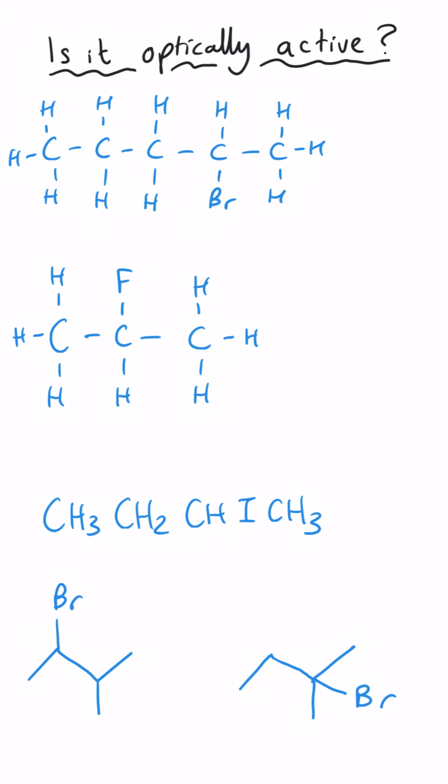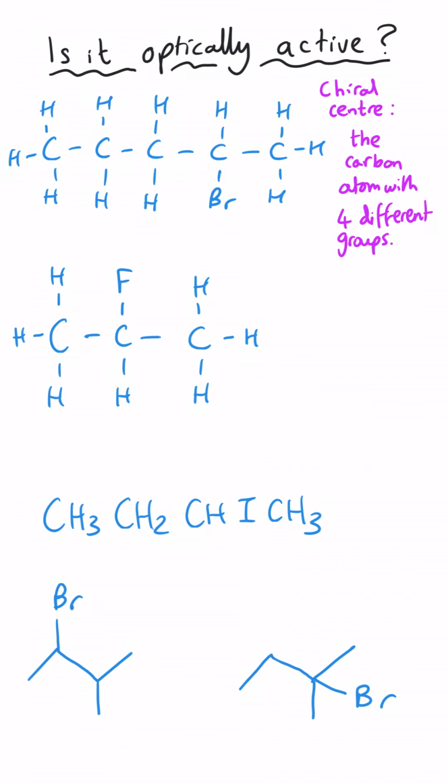Some exam questions will ask you whether or not a particular compound is optically active, and if it is, to identify the chiral center in that molecule. Let's take a look at that concept now. If we take a look at this top molecule, what we're looking for as we work left to right is how many different groups there are attached to this particular atom of carbon.